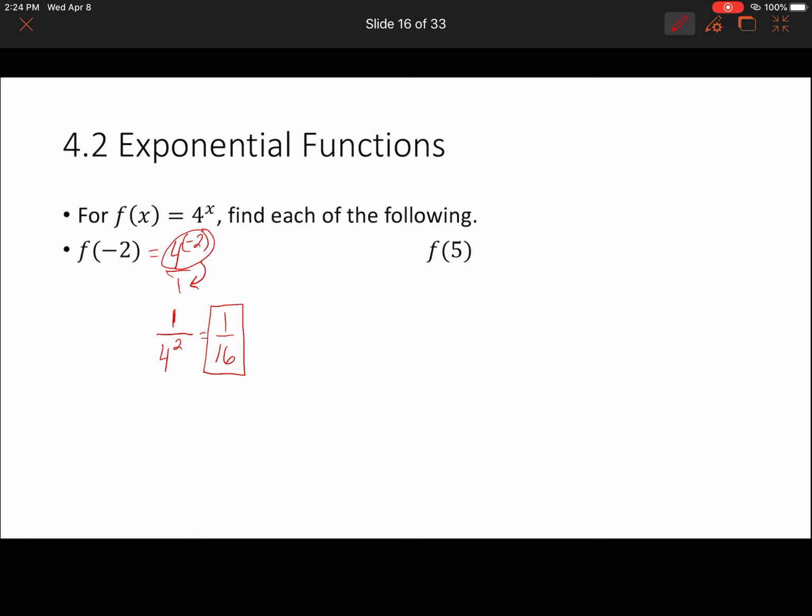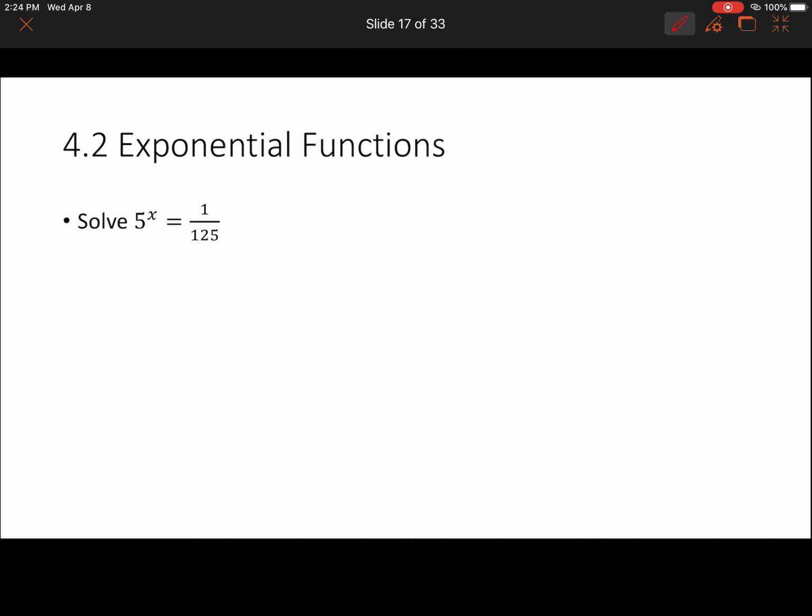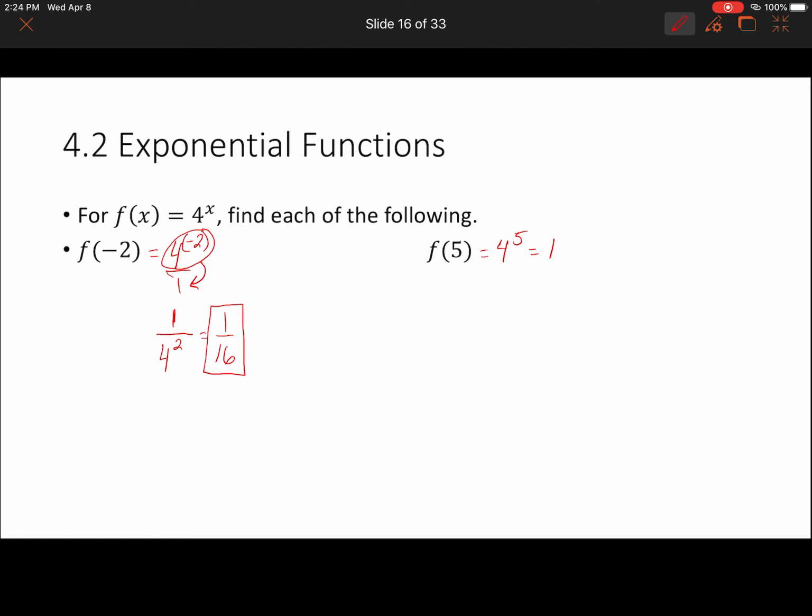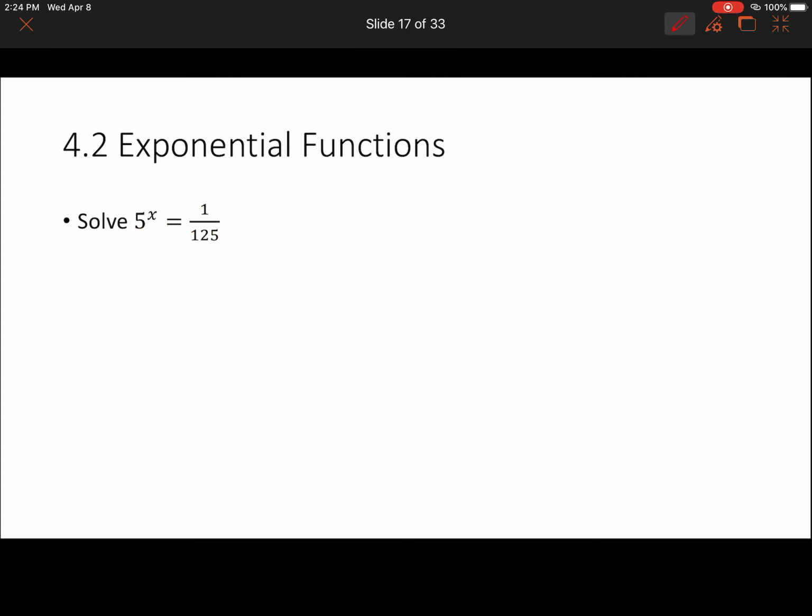Now, on the next one, we're going to find f of 5. So it means we're going to take 4 and raise it to the 5th power. And when we do, you're going to see that that's going to be 1024. So you may need to use a calculator to do that. It is 4 times 4 times 4 times 4 times 4, 5 times. So just multiply that out, and hopefully you should be able to get that number. There's not a lot to do with that one. That's just simplifying that exponential expression. If you have any questions about either of these, make sure you let me know.